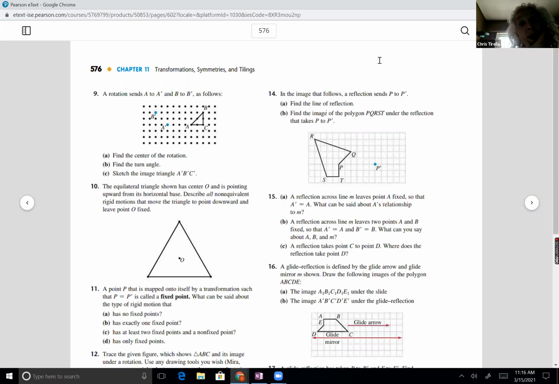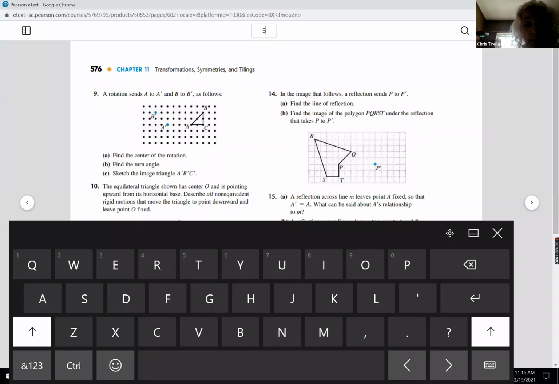Does anybody want to look at anything else from this homework? Can we go over 34 on page 592, please? Sure. All right, thank you.